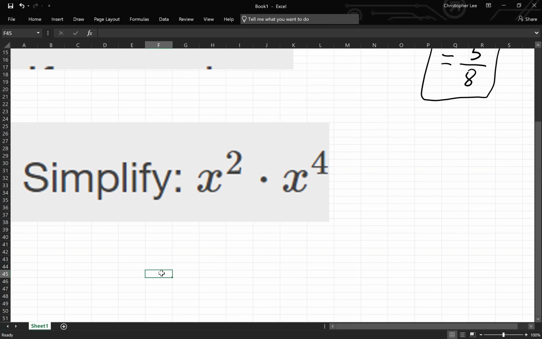All right, I add the powers. So this becomes x raised to the 2 plus 4 power. Let's call that x to the 6 power. And then that's it. Any questions on that? Okay, let's keep it moving.